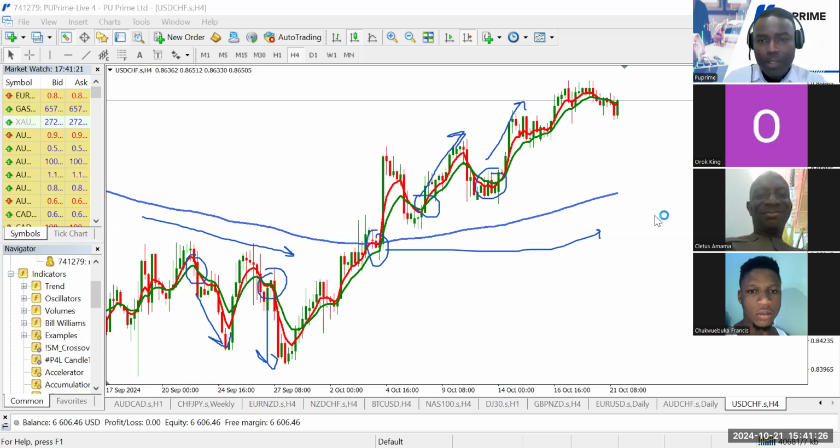Oladimiji Olarewaju, how can we add the pips to get the take profit? I believe you mean where do we set our take profit?